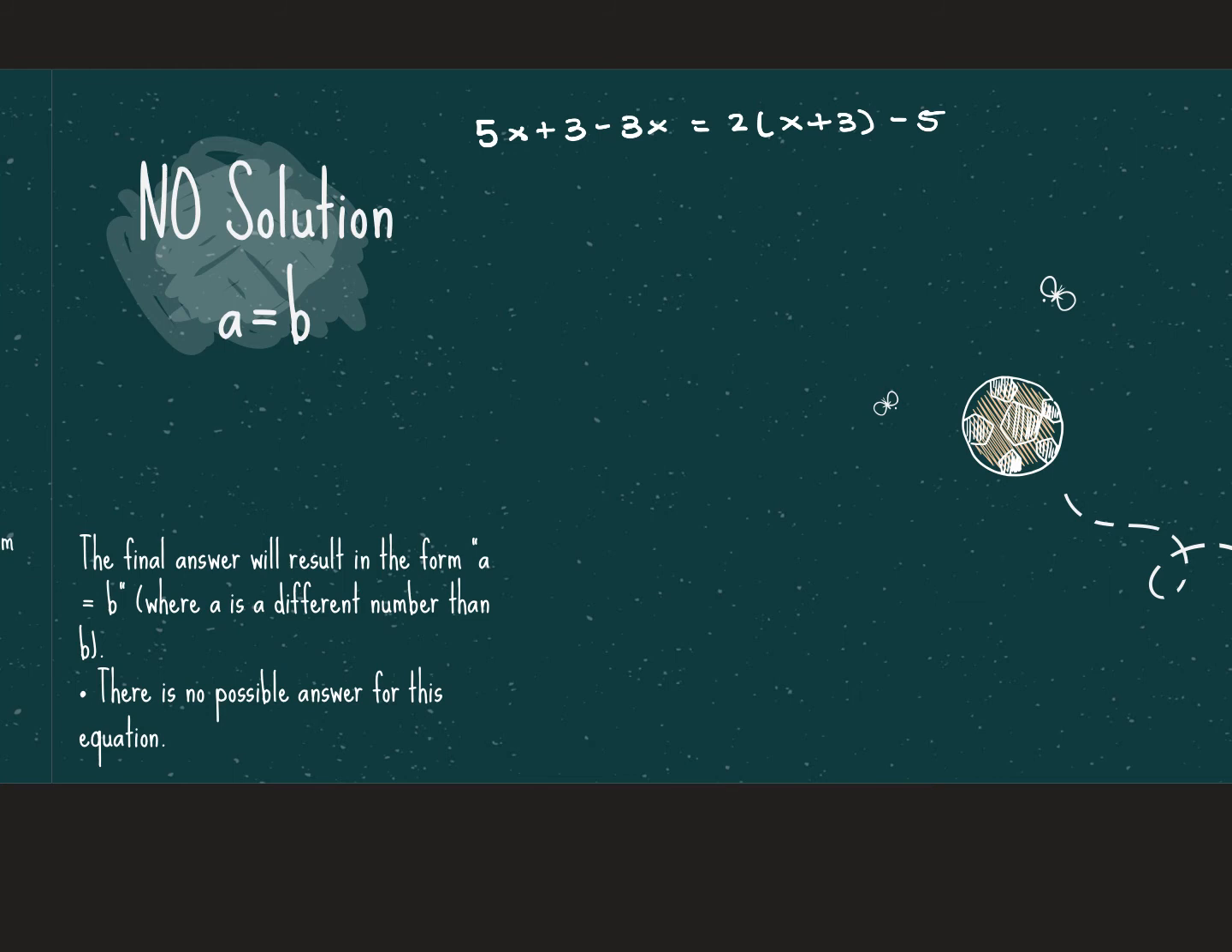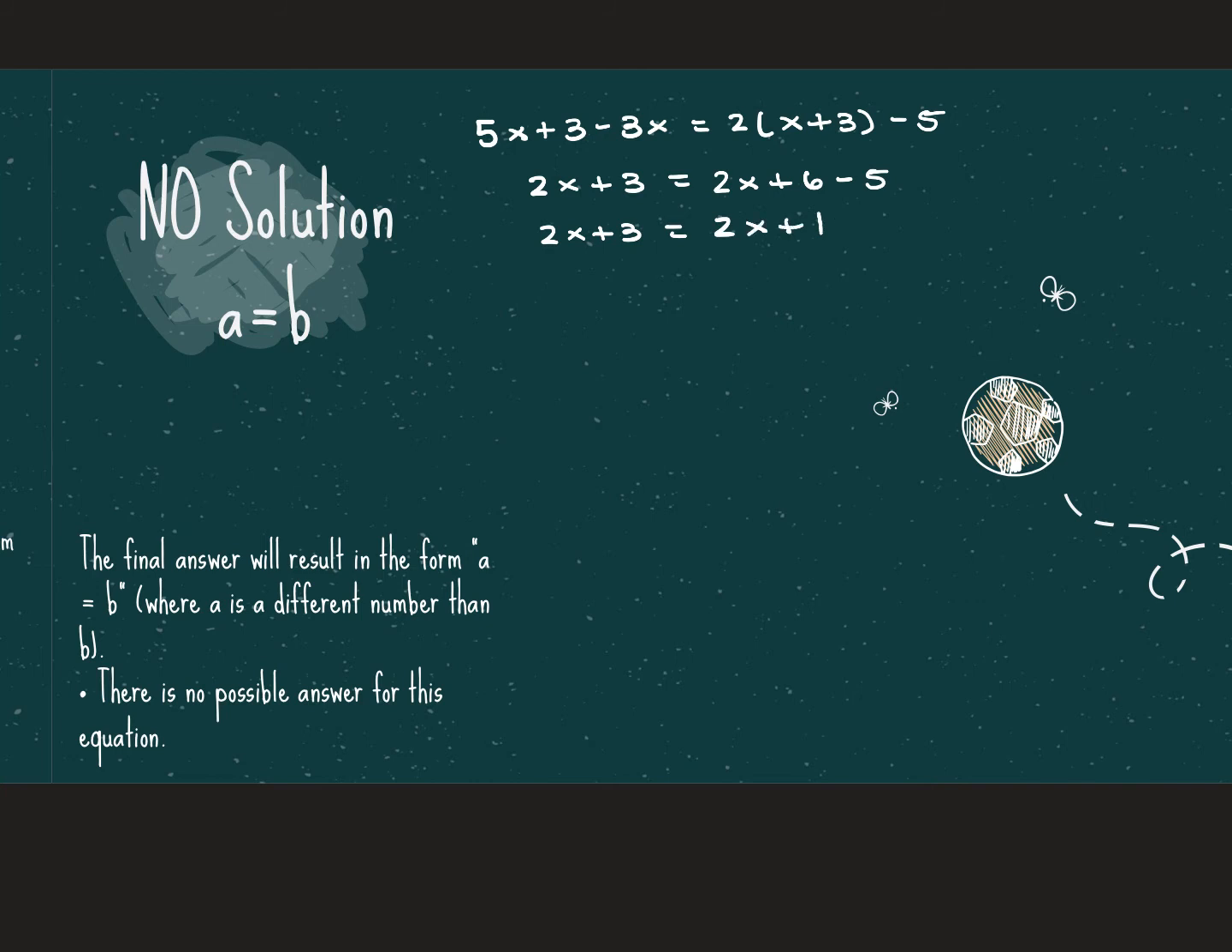All right, so looking at the left side, I have 5x plus 3 minus 3x. So I have variable terms. So I have 5x minus 3x, which gives me 2x plus 3. On the right side, I'm going to distribute. So I get 2x plus 6 minus 5. My 2x plus 3 is going to stay the same because we have a variable term and a constant. But on my right side, I have 6 minus 5, which is going to give me 1. So I have 2x plus 1.